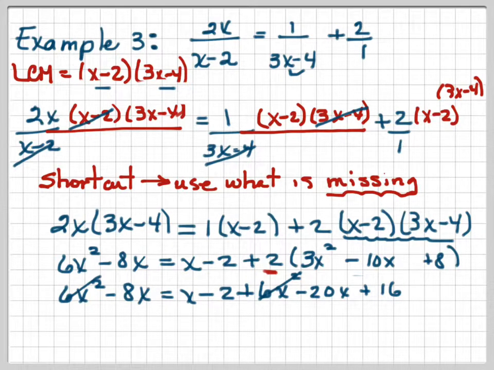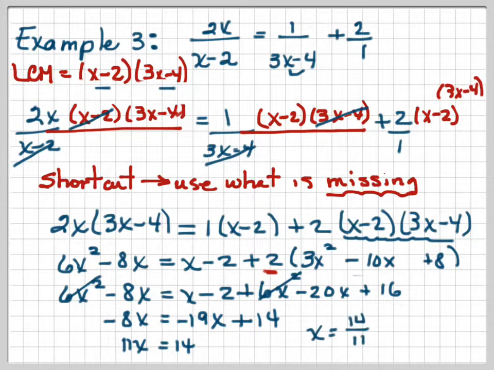And gather my like terms. Oh, my 6x squares drop out. That is lucky. So I'll have minus 8x equals minus 19x plus 14, or 11x equals 14, or x equals 14 over 11. So there's my answer.